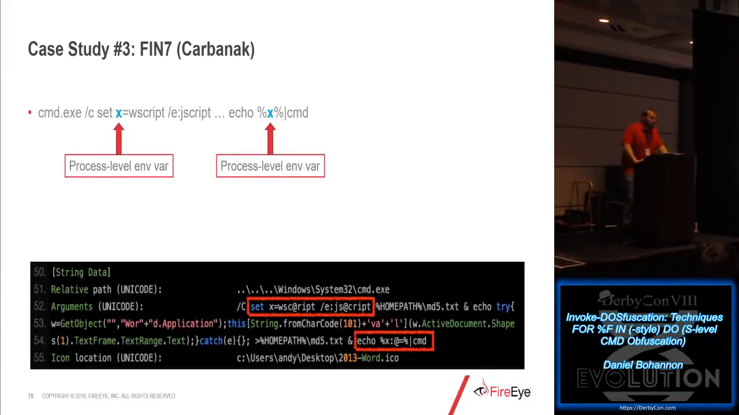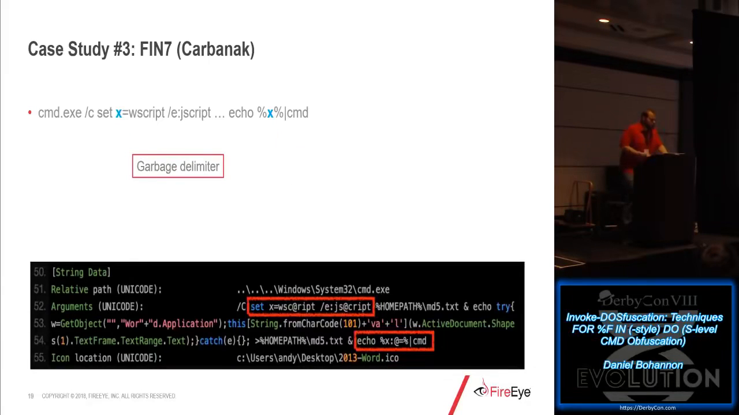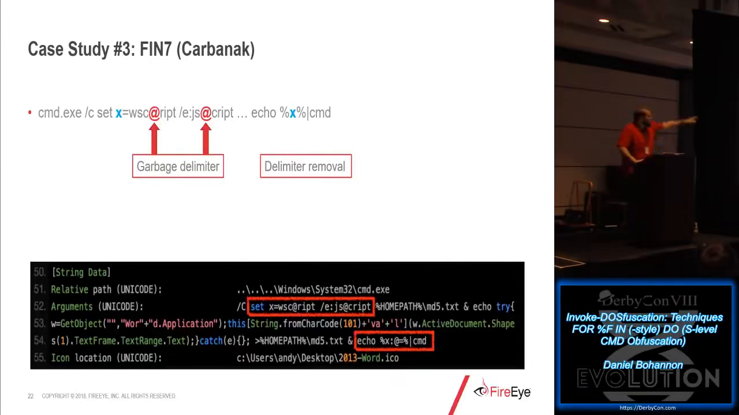So there's our variable X, which they're setting and then executing. But they're inserting these garbage delimiters, these @ signs, into WScript and JScript. These actually aren't valid obfuscation characters. WScript will fail if you have those @ signs in there.